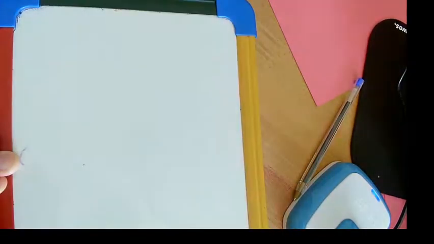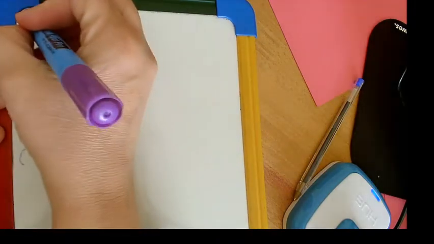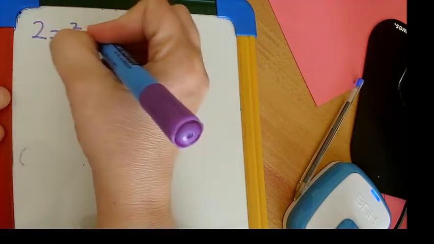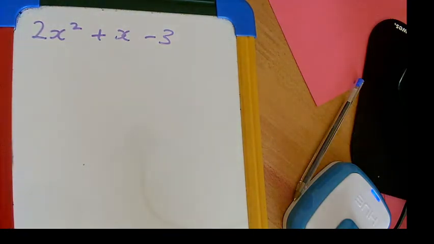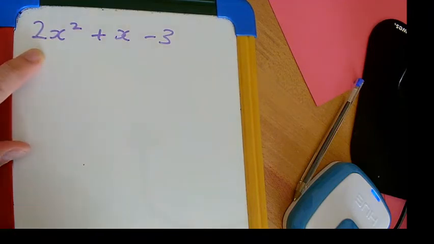Right, let's do another example. So now I've got a 2x squared plus an x minus a 3. Difference is I now have a number here. Up until now, all you've had is just an x squared. So I'm going to start again.